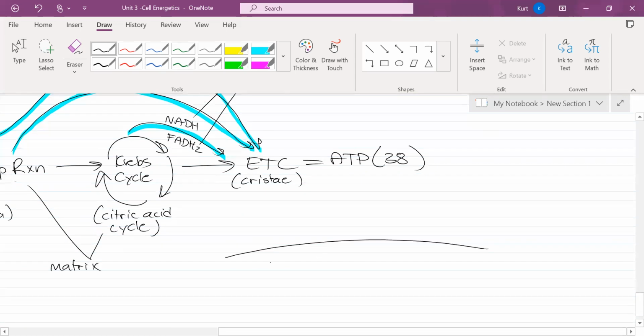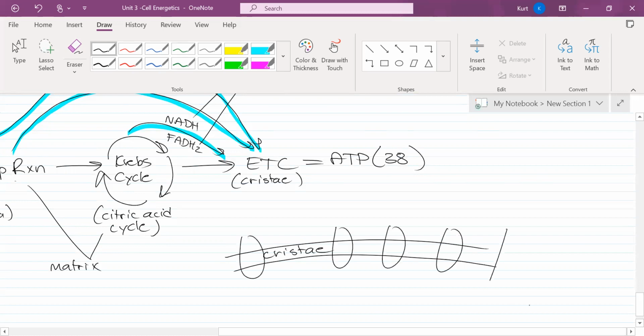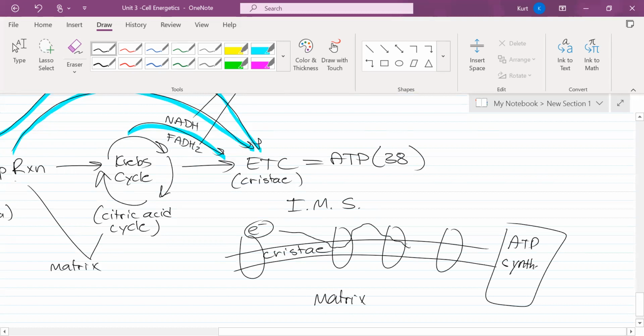So here is the cristae, which is the inner membrane. You have all these proteins embedded in, and then you have the big guy, the ATP synthase. This is the matrix, and this is the intermembrane space. Well, electrons are going to be traveling down this chain, and eventually they will be accepted by oxygen, all right? Oxygen is the final electron acceptor. I've seen that in so many tests. It will accept those electrons at the end of the electron transport chain.